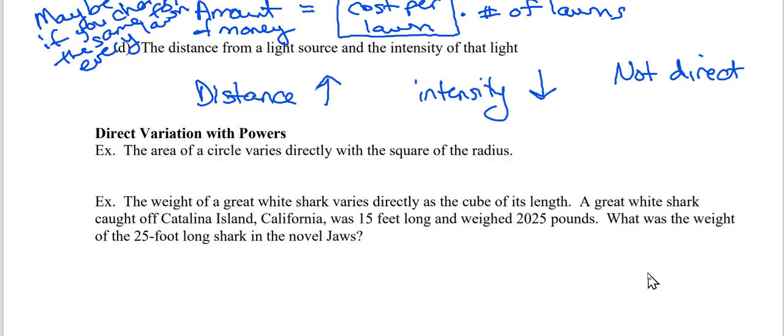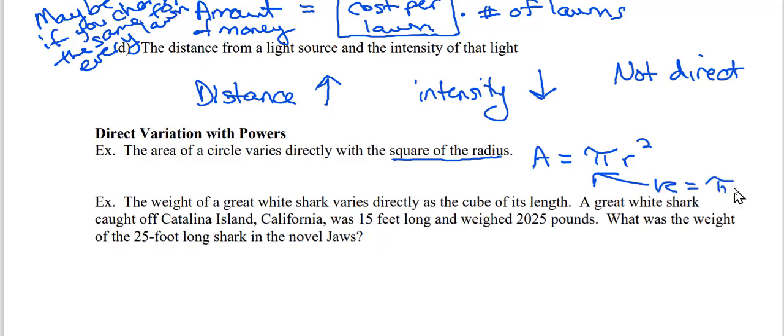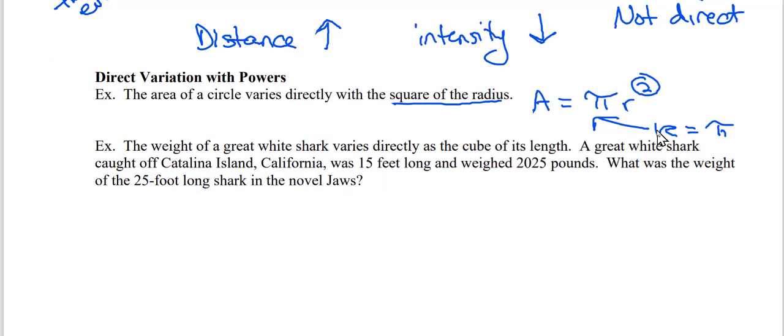Sometimes we have direct variation with powers. Something like the area of a circle. Remember the formula for area of a circle is pi r squared, right? We say here the area of a circle varies directly with the square of the radius. The proportionality constant is pi. That's the k. That's the constant that gets multiplied times r squared to give you area of a circle. So when we say with powers here, we're talking about the fact that that is squared instead of just r.